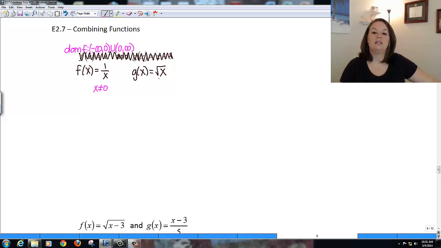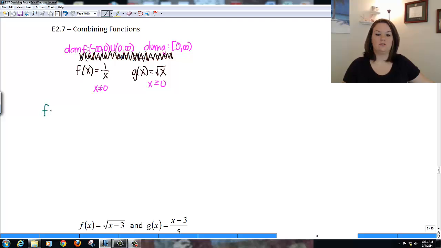When I look at g, g is a square root, which means whatever my radicand is, or anything under my square root, has to be greater than or equal to 0. Which means that my domain of g is 0 to infinity. Okay, so these are a little bit more restrictive than the last example, so let's go ahead and work it out. I want to find f composed of g and g composed of f.